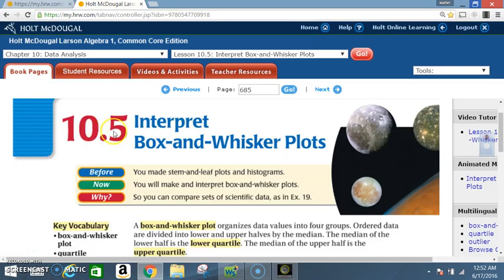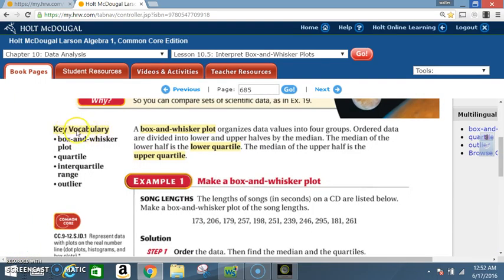Okay, class, today we're in section 10.5, Interpret Box and Whisker Plots. Before, you made stem and leaf plots and histograms. Now you will make and interpret box and whisker plots. Key vocabulary: box and whisker plot, quartile, interquartile range, outlier.